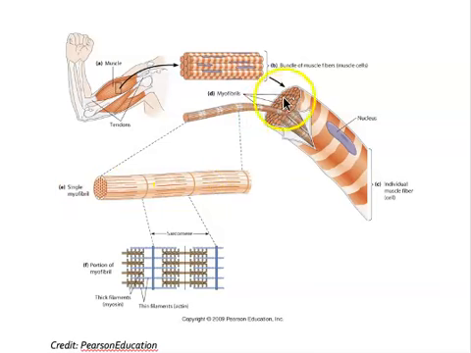And as each myofibril gets shorter, the entire muscle cell or muscle fiber gets shorter. And as all of these muscle fibers get shorter, the entire fascicle gets shorter. And as all of the fascicles get shorter, the entire muscle gets shorter. So that's why we call this the fundamental unit of contraction, because it all begins at the sarcomere.